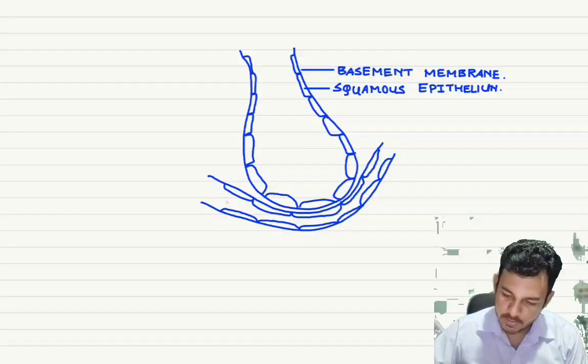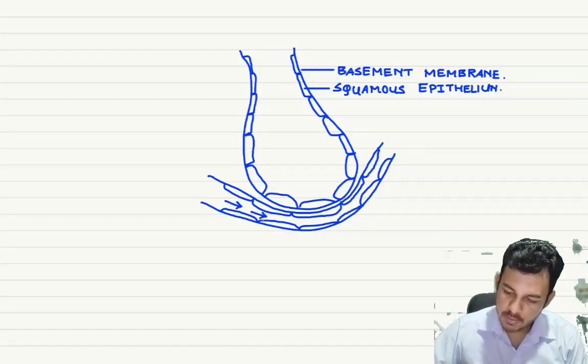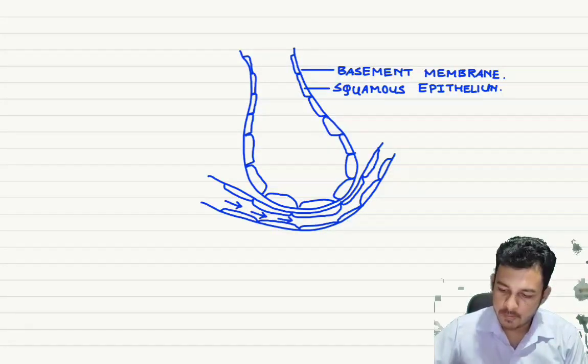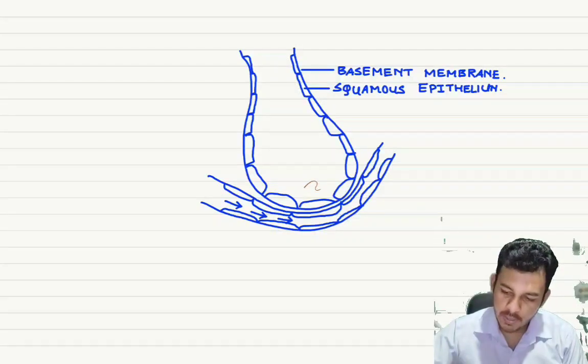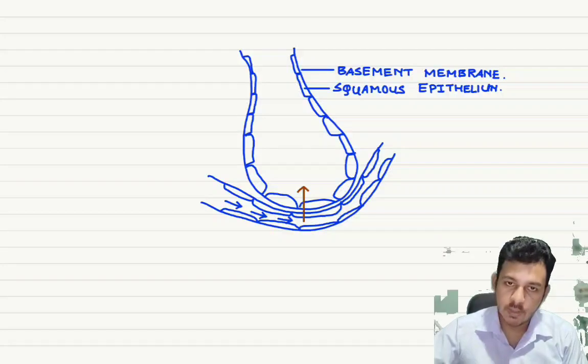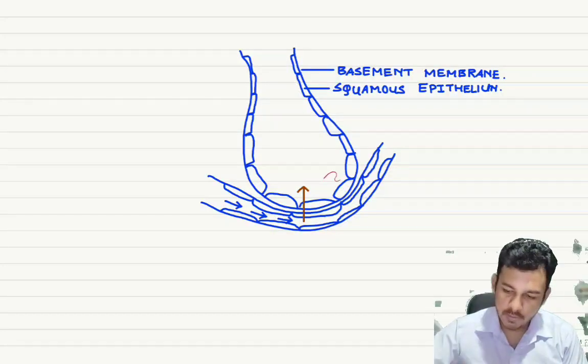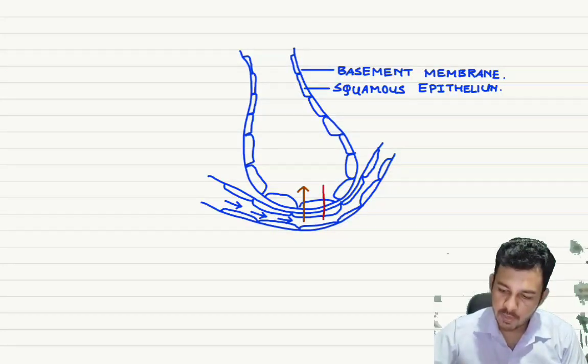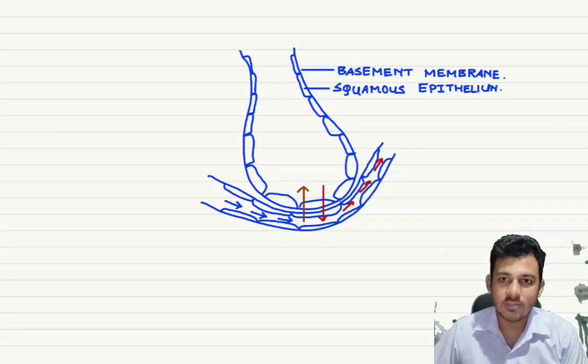So from this side, deoxygenated blood would come. In the alveoli, there will be exchange of gases. Carbon dioxide would flow from the blood to the alveoli, and oxygen would flow from the alveoli to the blood. And whatever blood you would be having over here after gaseous exchange, that is going to be the oxygenated one.